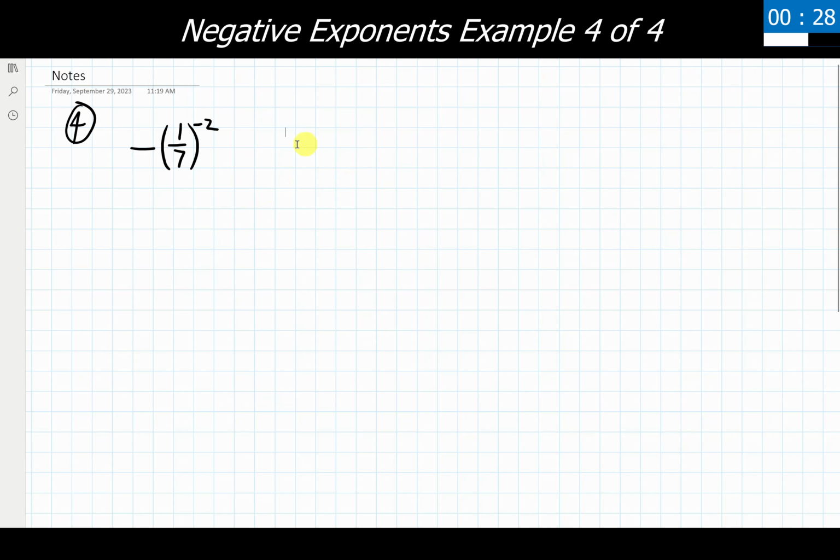So, dealing with the negative in the exponent spot, that is going to flip this fraction inside of the parentheses. So that's going to result in us getting negative, parenthesis, 7 to the second power. 7 to the second power is going to be 49. The negative in front does not change, and this is going to result in us getting a final answer of negative 49.